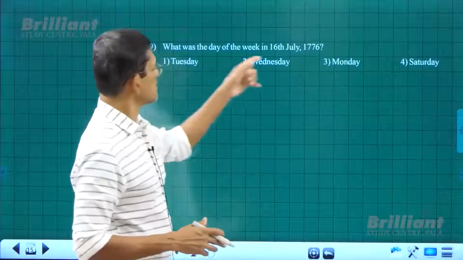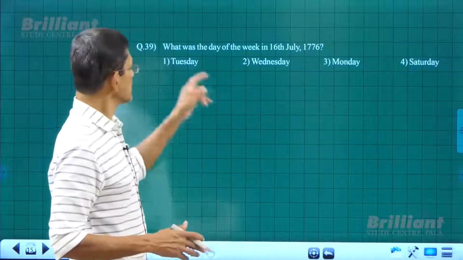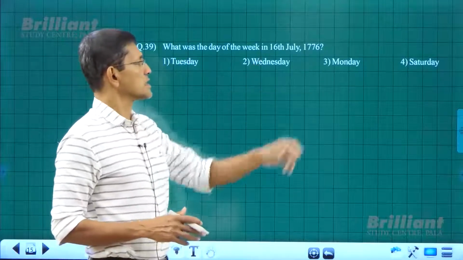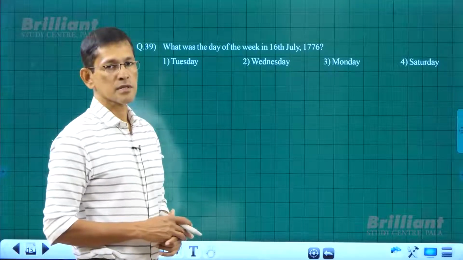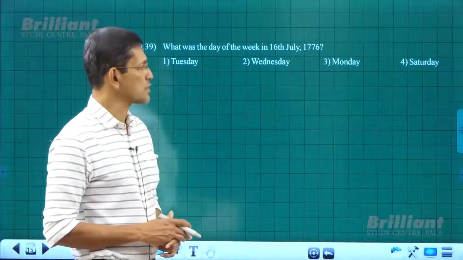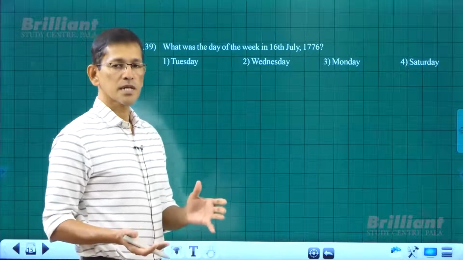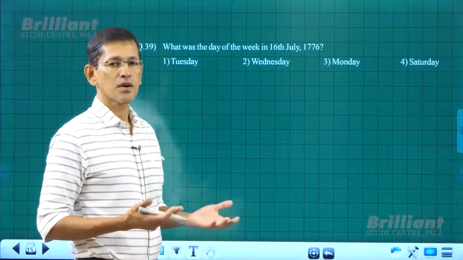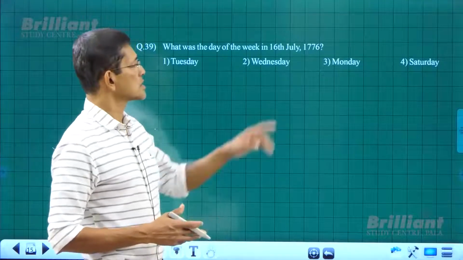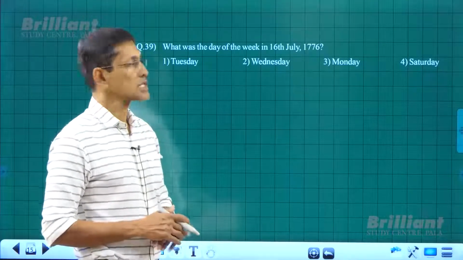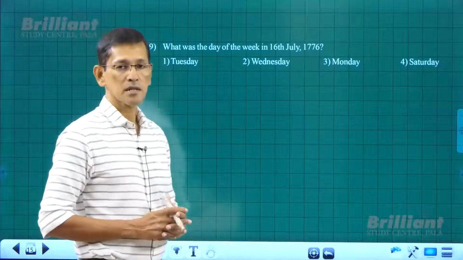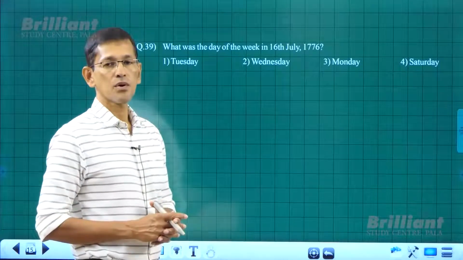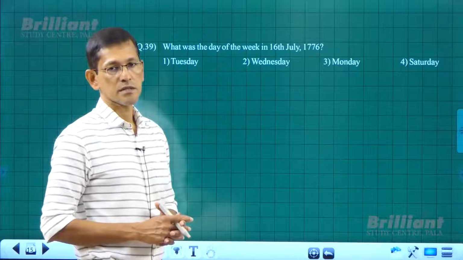In this case, we don't have a reference date given. Straight away, the question is asking you to find 16th of July 1776. For those kinds of questions, what we usually do is take it from the beginning of AD, that means AD 1 onwards. How many years are completed so far? That is what we calculate. How many years completed so far and how many odd days for those years.